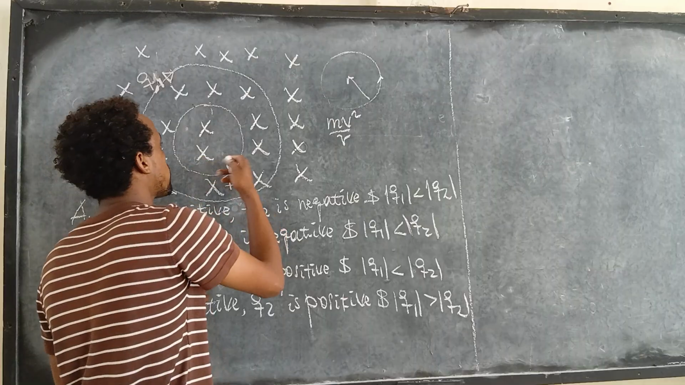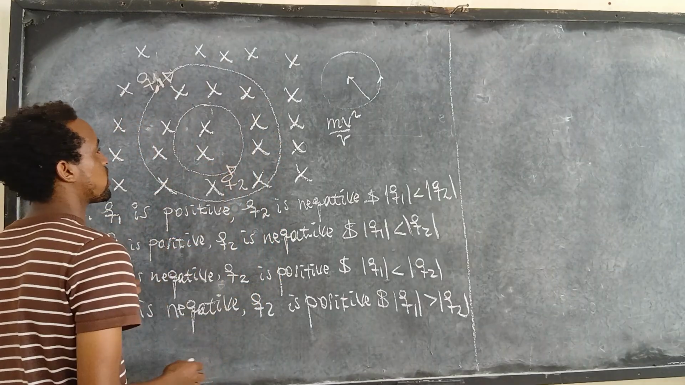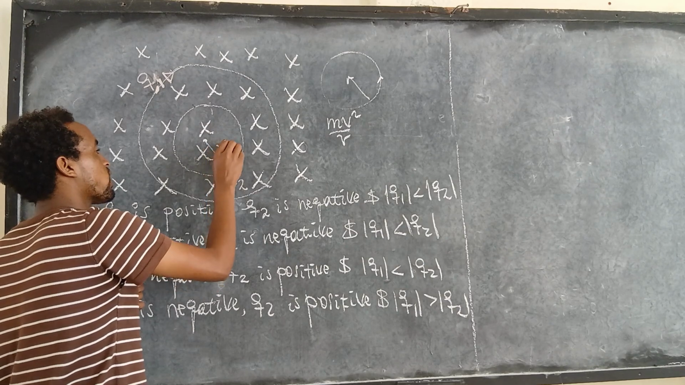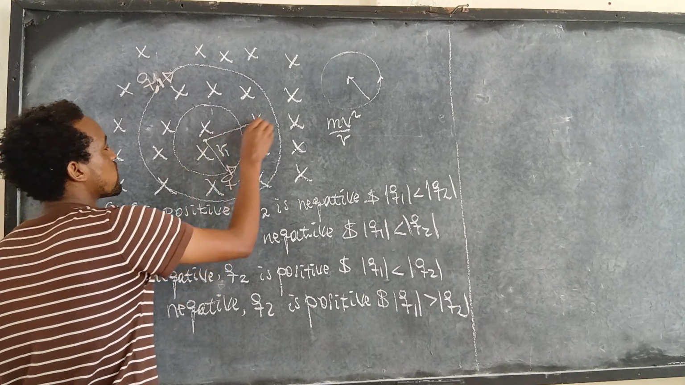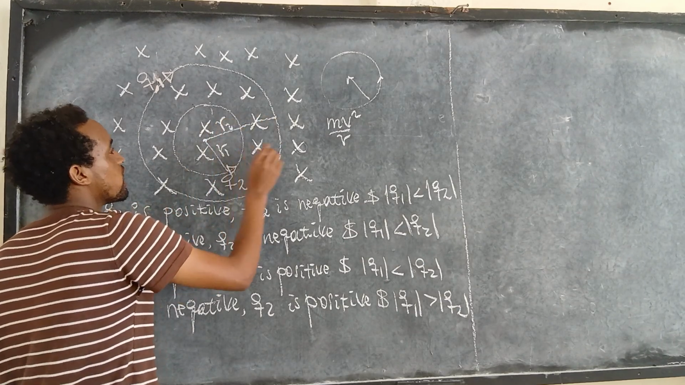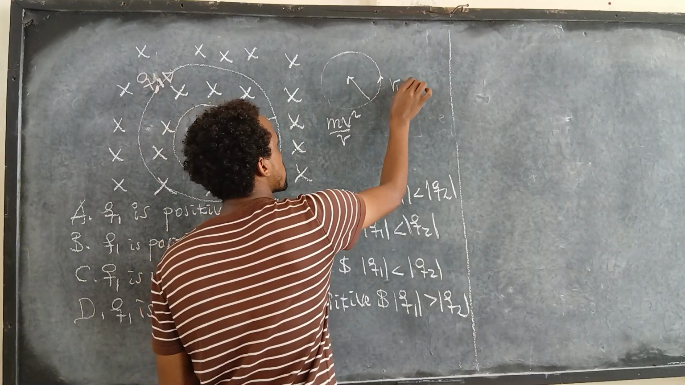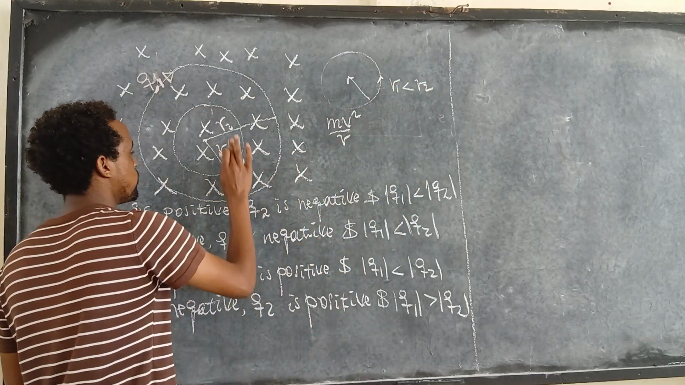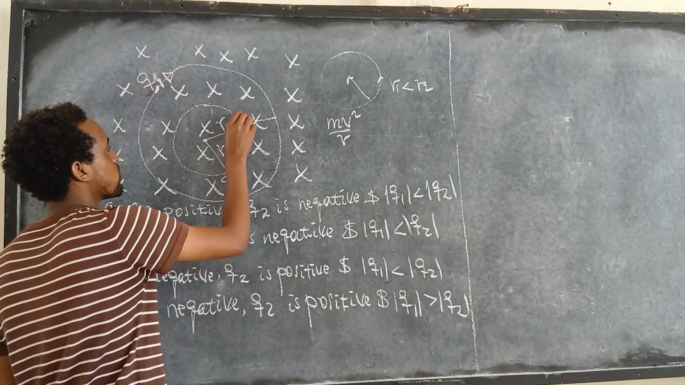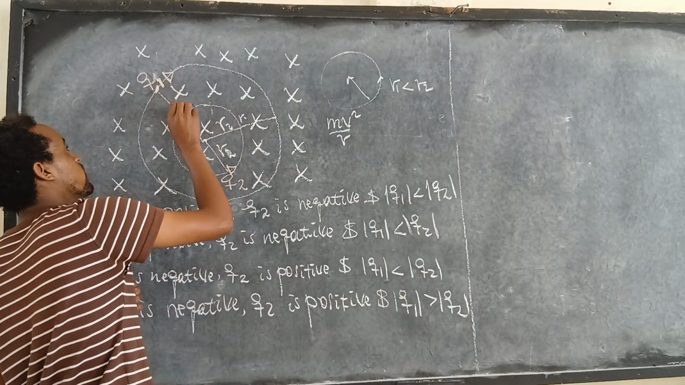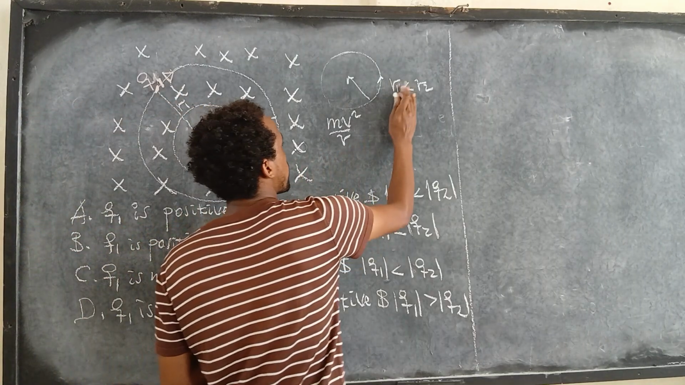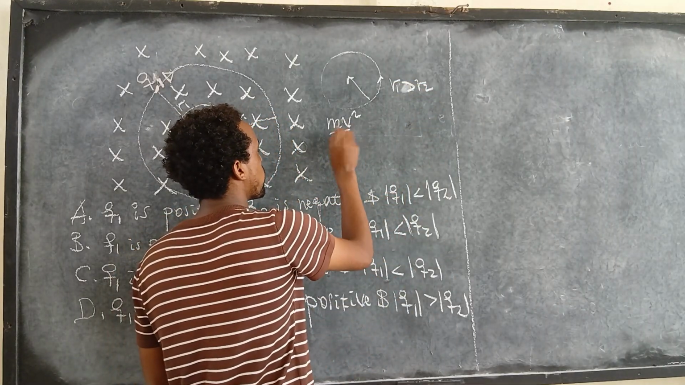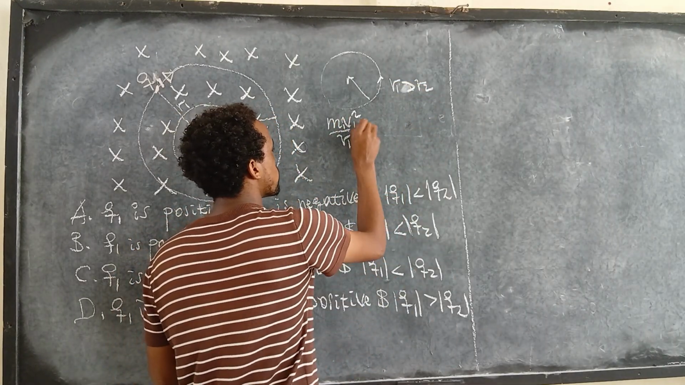So that this charge rotates here and that charge rotates there. The center of rotation is here, so the radius of this one is R1, and the radius of this one is R2. Since this is the larger circle, we know R1 is greater than R2. So this is V1, mass 1.